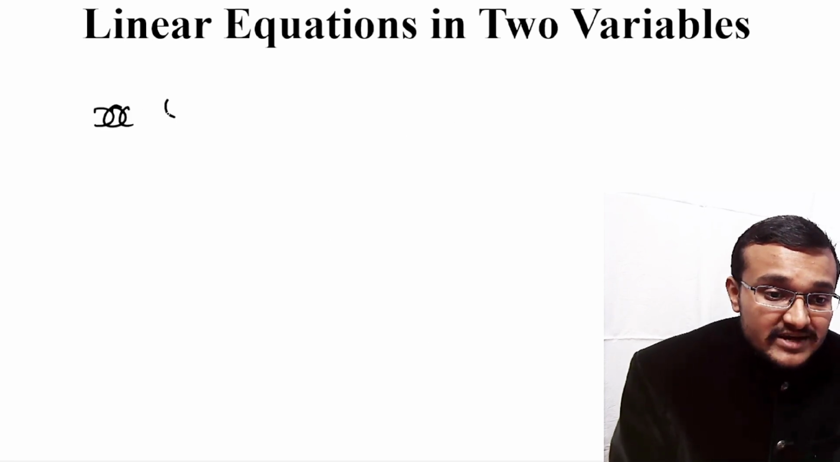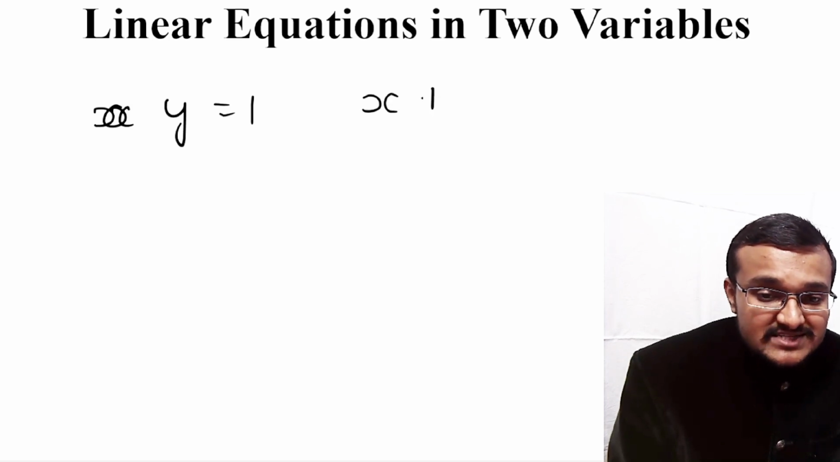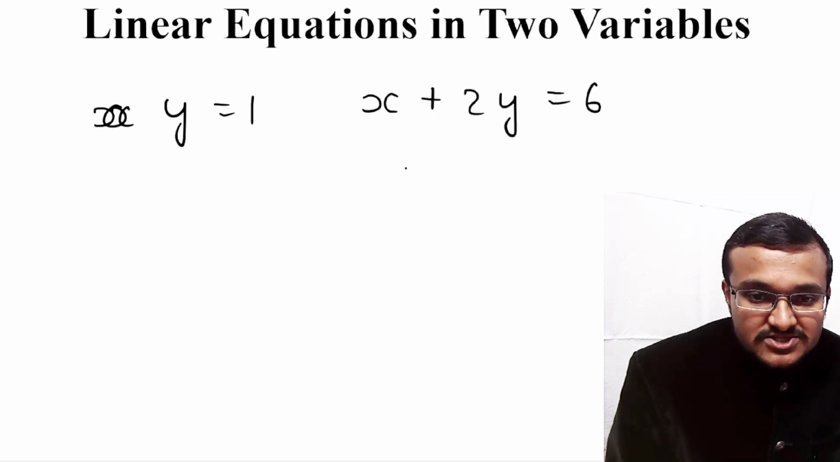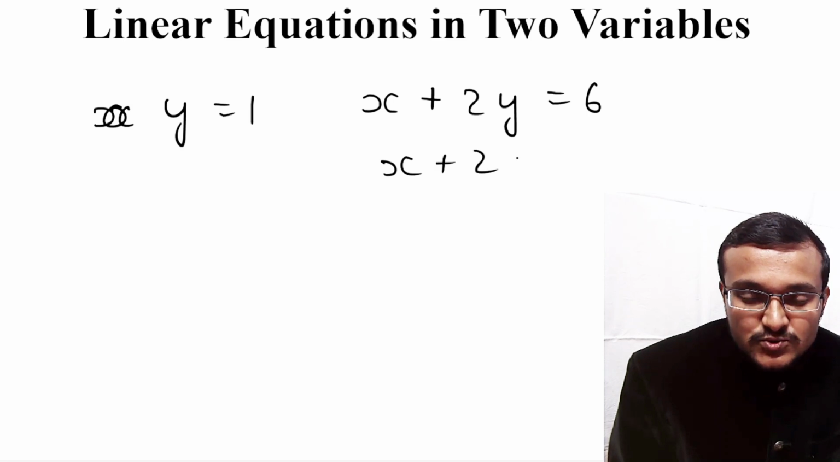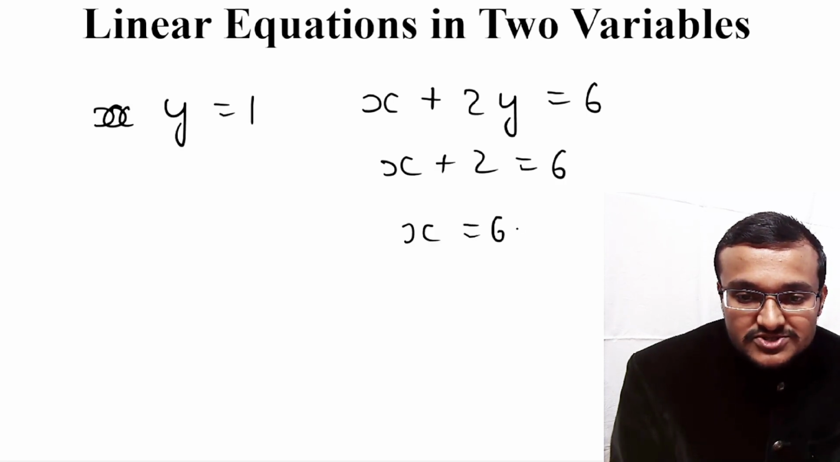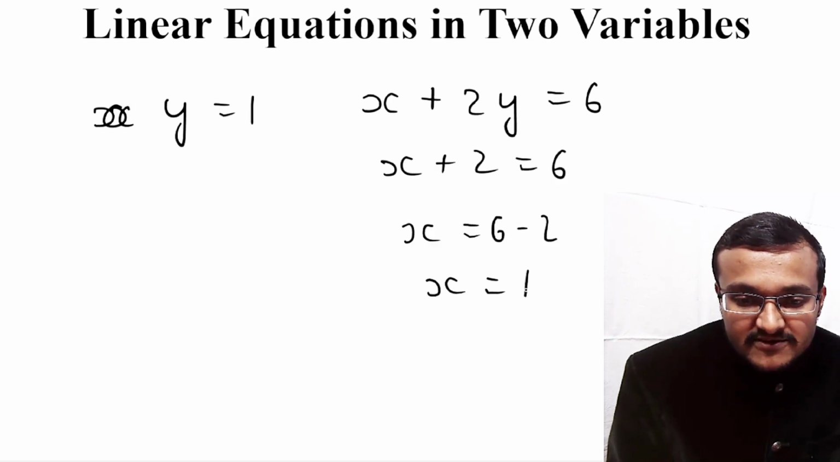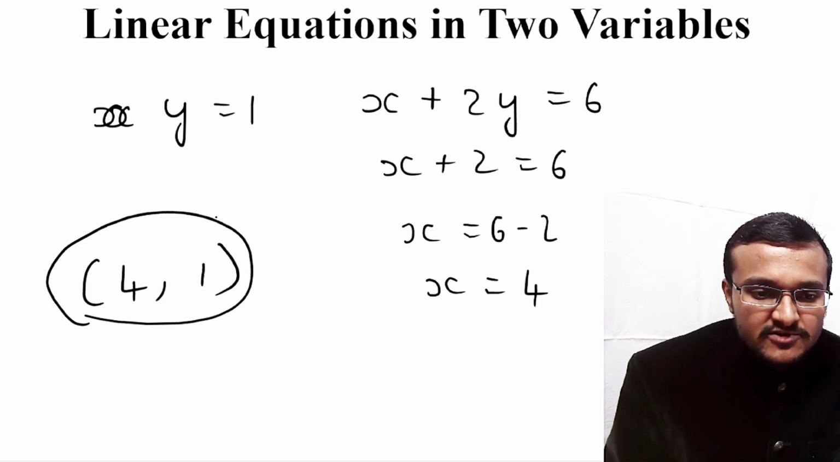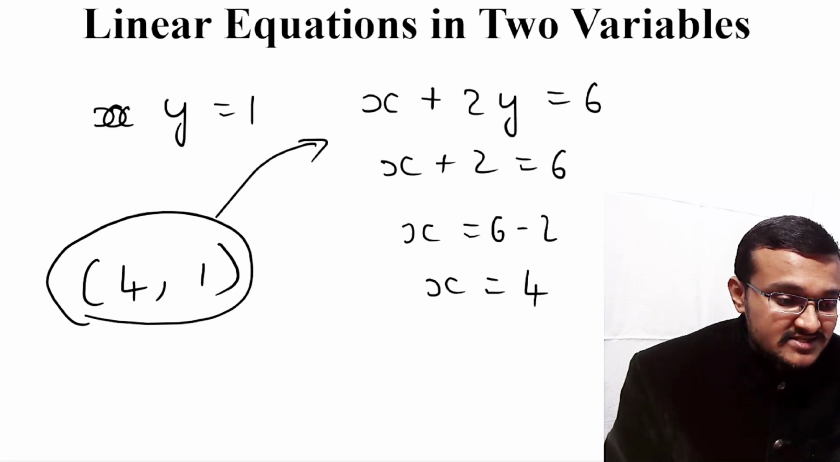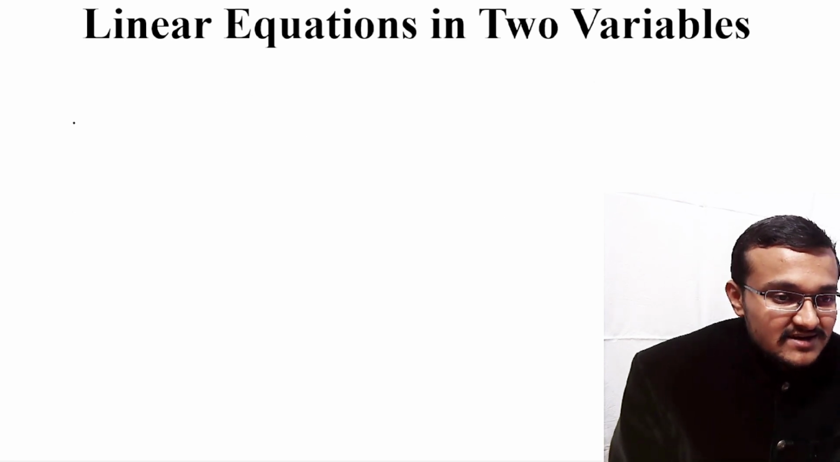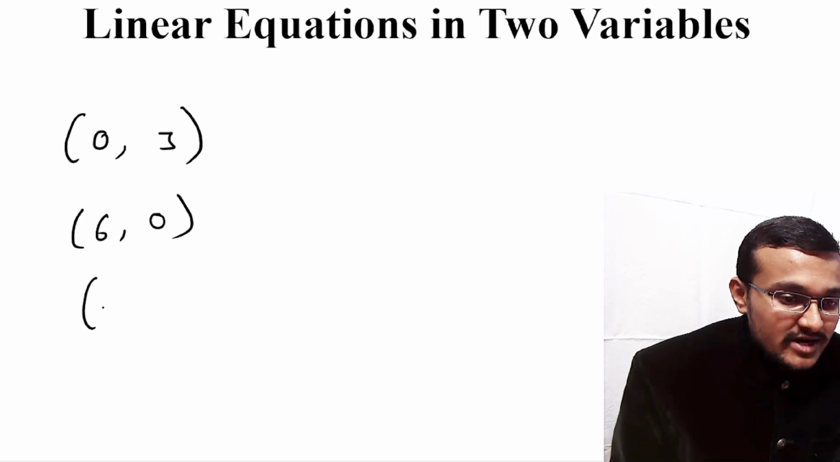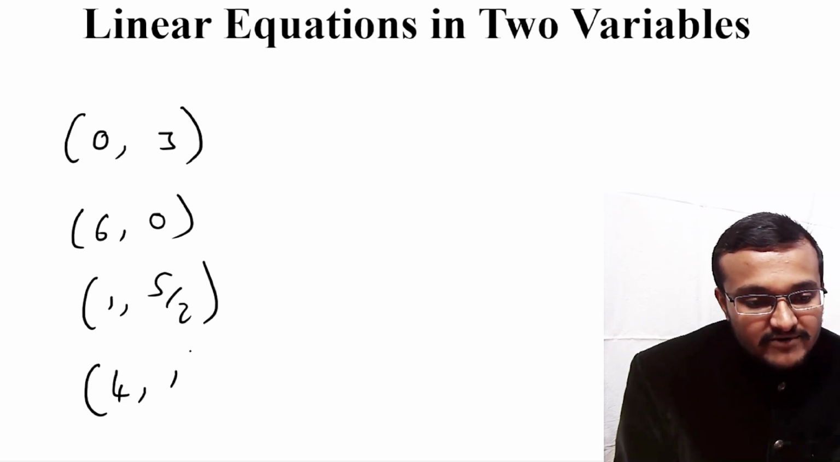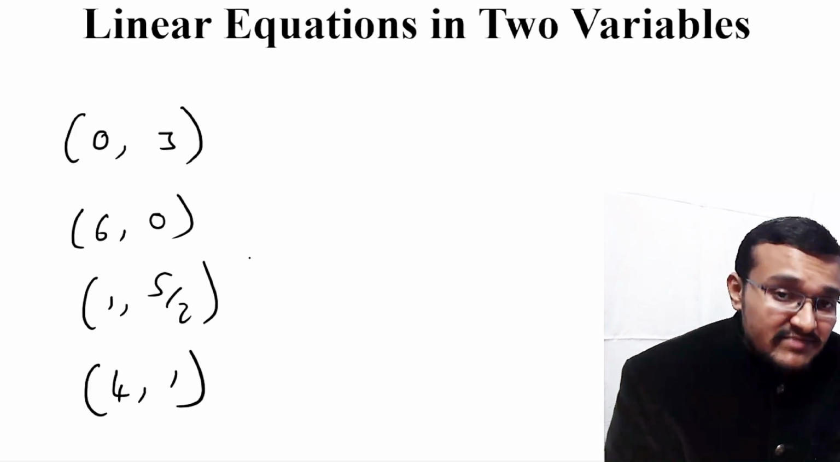Now let us take y is equal to 1. So when you take y is equal to 1, x plus 2y is equal to 6, so when y becomes 1, x plus 2 is equal to 6. So x is equal to 6 minus 2. So x will be 4. So that means 4 comma 1 is one more solution for x plus 2y is equal to 6. So that means now we are getting four different solutions, that is 0 comma 3, 6 comma 0, 1 comma 5 by 2, and at last we got 4 comma 1. Like this you can get infinitely many solutions.